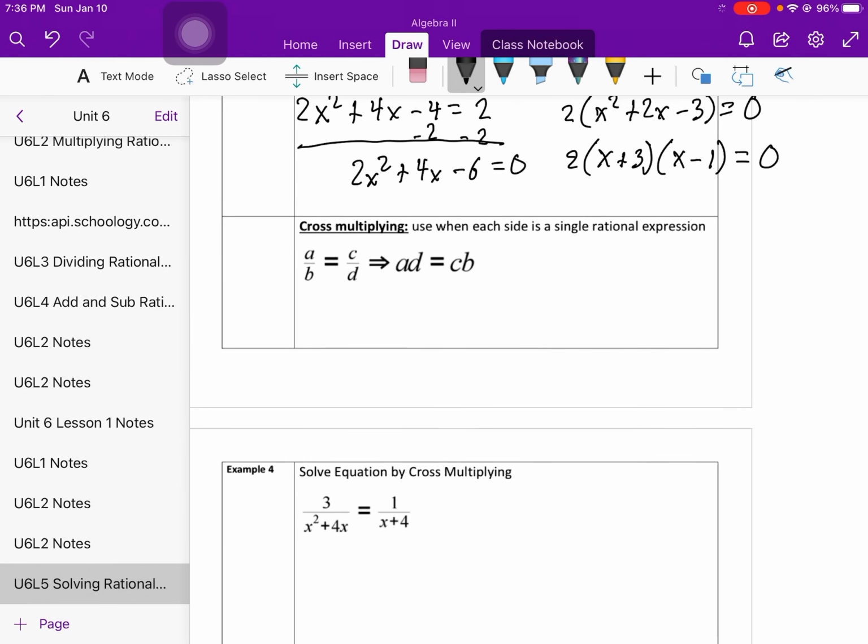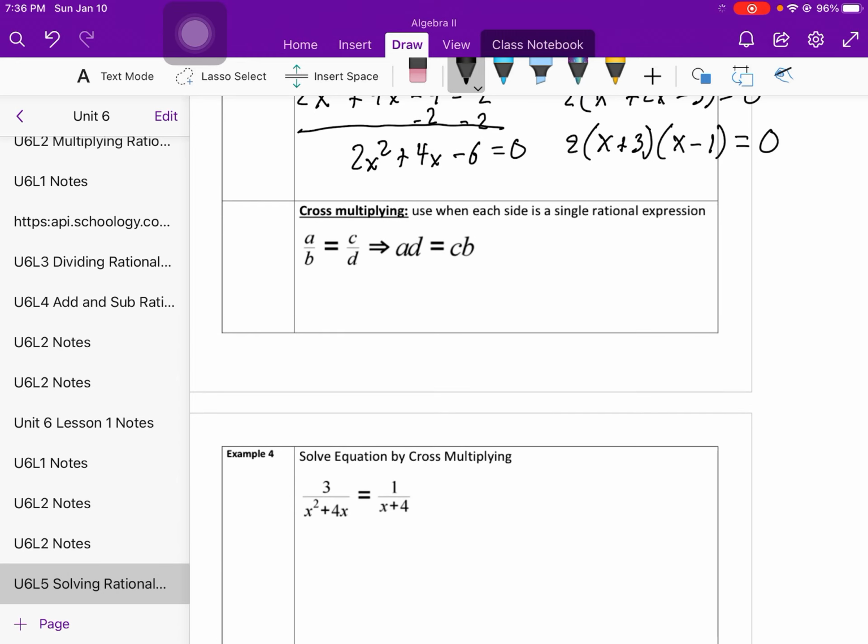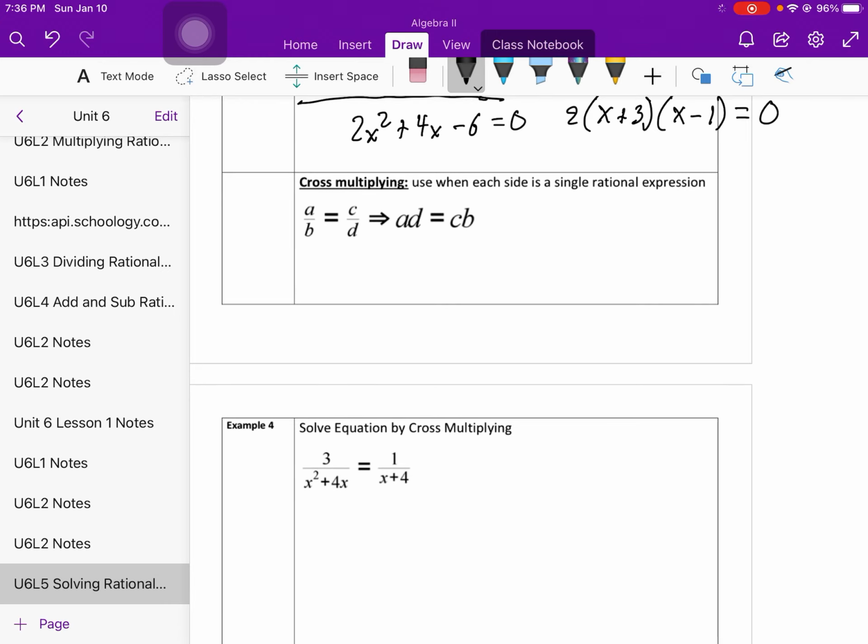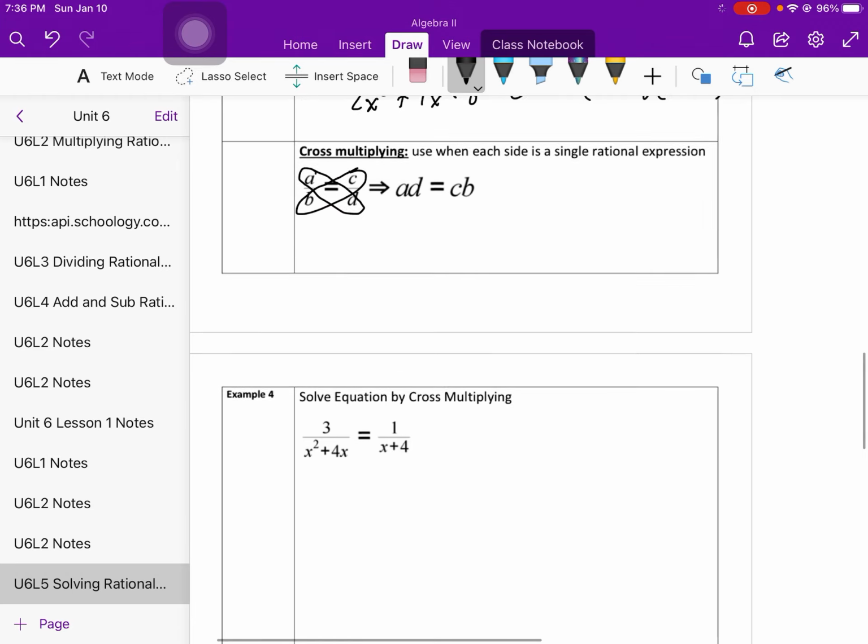All right, last example before you get to try some on your own is cross multiplying. This is a common thing you've seen back in the day. Back in the day meaning like middle school. It's used when each side is a single rational expression. So when you see just one fraction on both sides, that's when we're going to use the cross multiplication method. And what you do is you take A times D. It's called the cross because it basically forms an x there. A times D is equal to C times B.